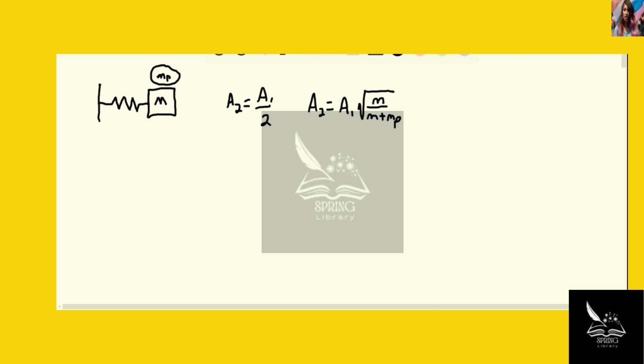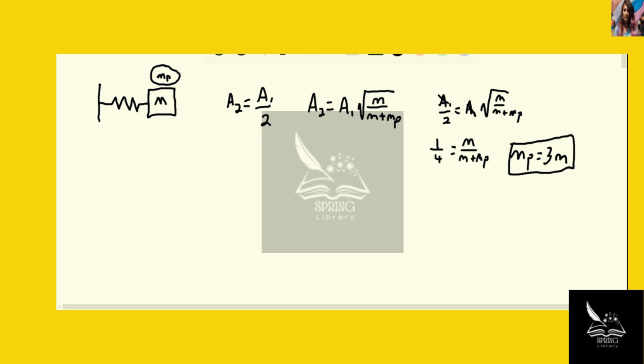So now we just got to do a little bit of substitution and a little bit of rearranging. We can say that A1 over 2 equals A1 times the square root of mass divided by mass plus mass putty. The A1s are going to cancel out, and we're going to end up with an expression that looks like 1/4 equals the mass divided by the mass plus the mass of the putty. And we're going to end up with the mass of the putty has to be equal to 3 times the mass of the block. So that's the first part. That's part A.